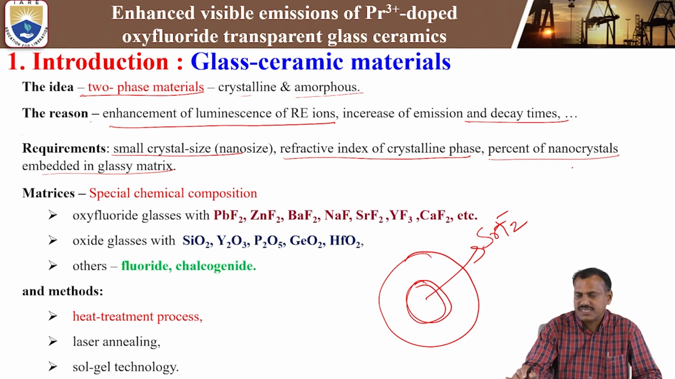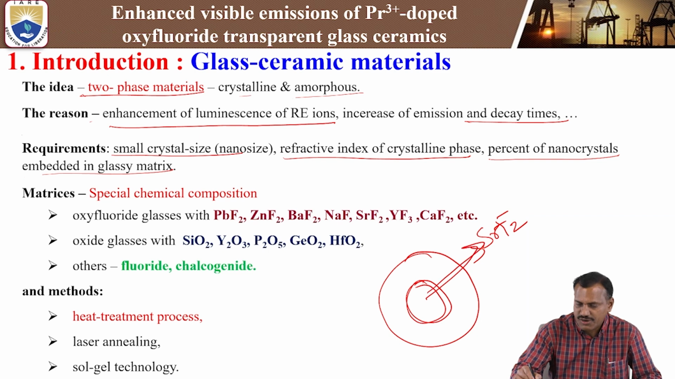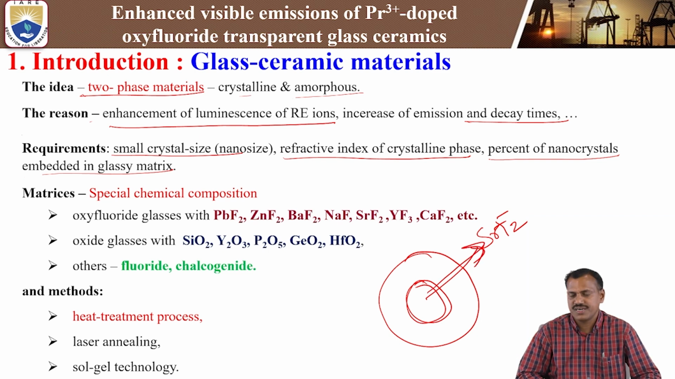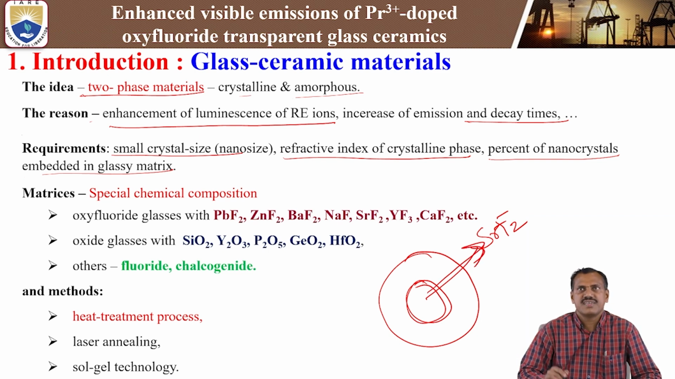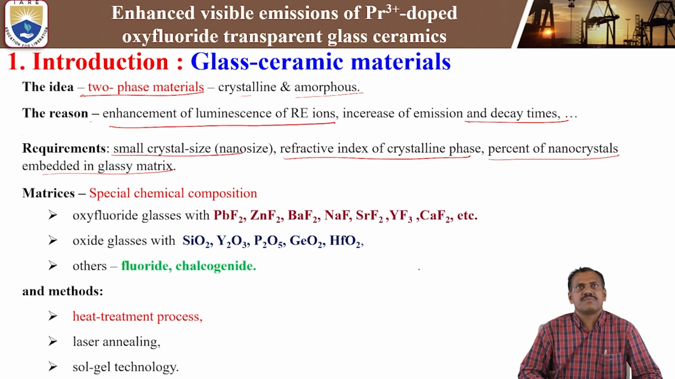That is very important: the percentage of nanocrystals embedded in the glassy material. By using this nanocrystal, the strontium fluoride content. Only when the strontium fluoride nanocrystals are incorporated in the glass material can we study the enhancement of luminescence properties as well as decay time measurements. So this is the main reason and requirement for the preparation of glass ceramic materials.